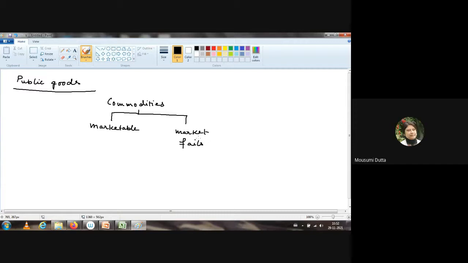No, ma'am, this is not the right answer. IT services are not tangible, but they are marketable. Yes, that's true. Therefore, I said the second definition is not right. Yes, please. Ma'am, marketable goods are those goods that people want to buy from the market, which means they want to utilize something from them. Marketable means the good has a demand.